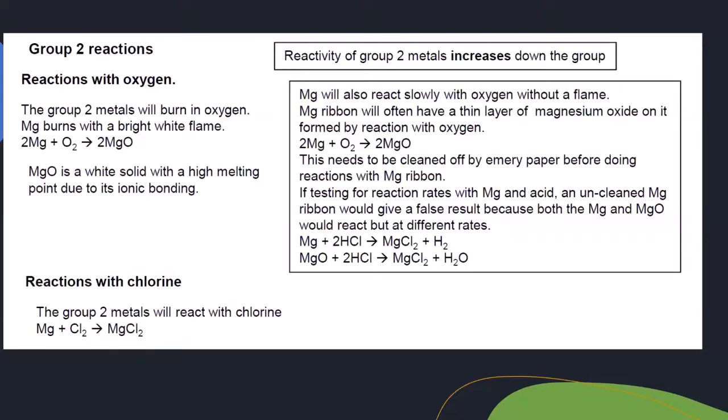Then reactions of group 2. Number 1, reaction with oxygen. So in group 2, as we go down the group, the reactivity increases. Why does the reactivity increase as we go down the group? Because the tendency of a metal is to lose electrons when they react.